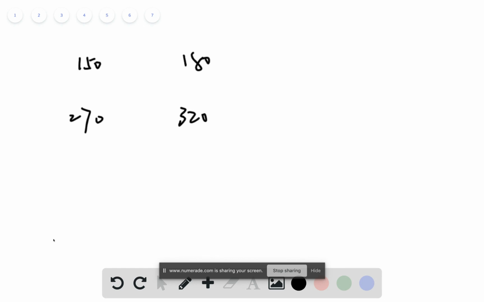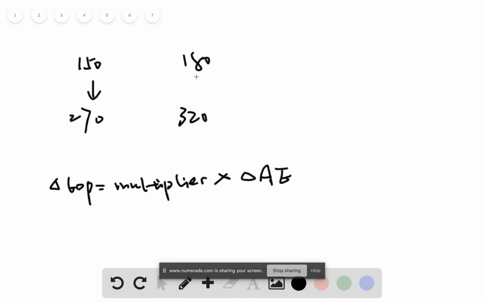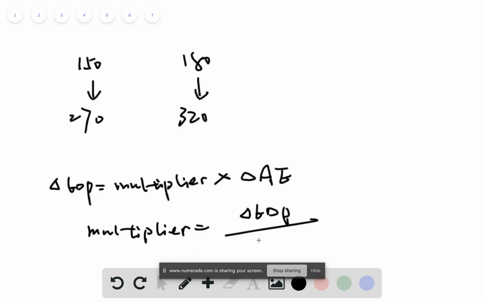So we know that in general, we say that change in real GDP equals a multiplier times the change in aggregate expenditure. Government purchases are a part of aggregate expenditure. So if we want to calculate the multiplier, we know that the multiplier basically equals the change in real GDP over the change in aggregate expenditure. So we can use these two ways to calculate it.